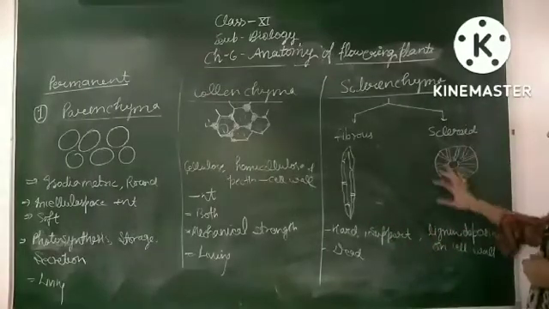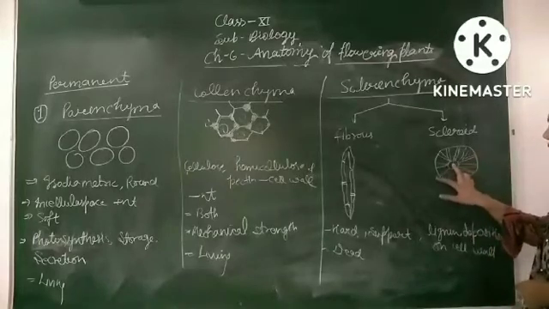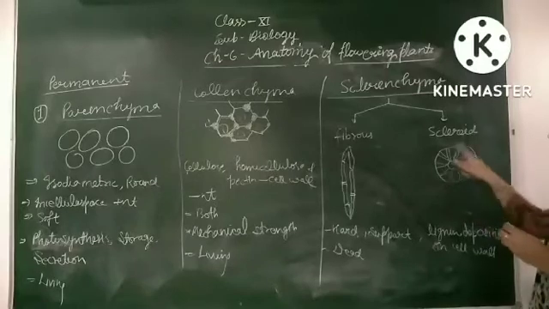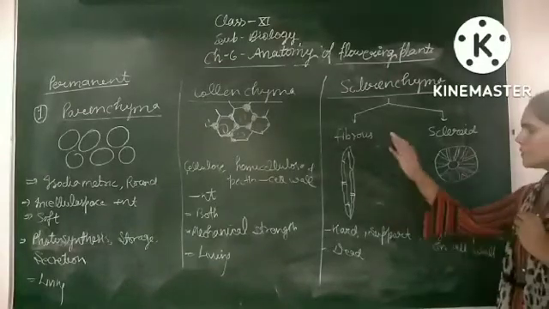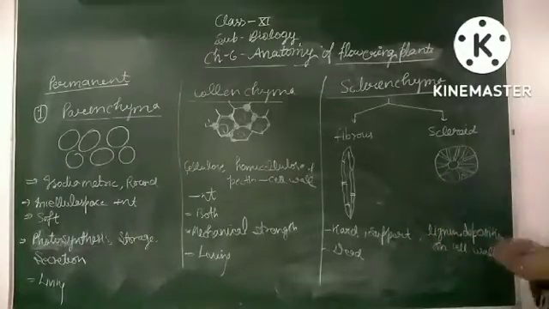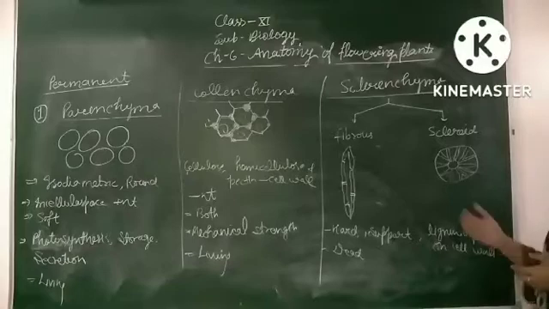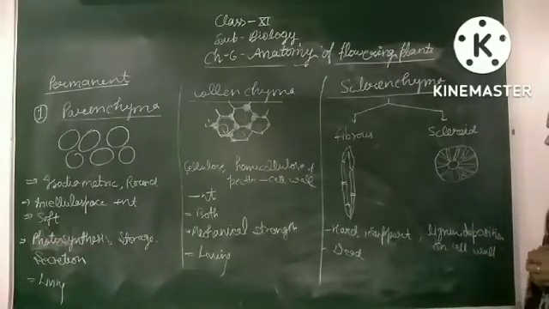Sclereid cells are circular in structure, with extra thickening of lignin, and the cell wall has pits and a very narrow lumen. So these are the two types of sclerenchyma. Both cells are dead and hard in nature. So basically they provide mechanical strength and mechanical support to the plant.